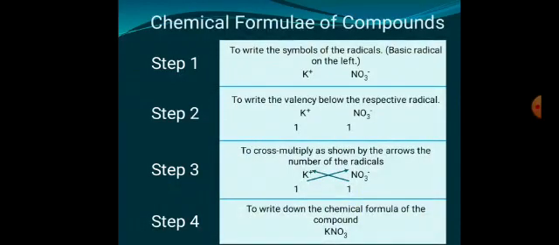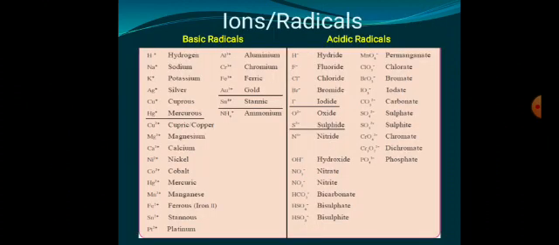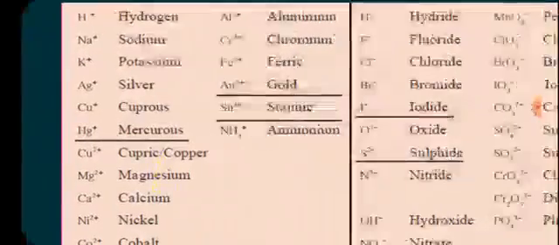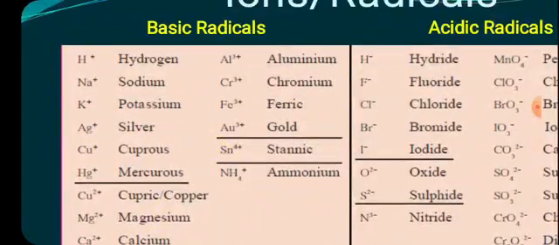I think you will be able to write the chemical formula of a compound on your own if you practice all these steps. Here is the chart which shows ions and radicals. Let us start. We will read out all of them.